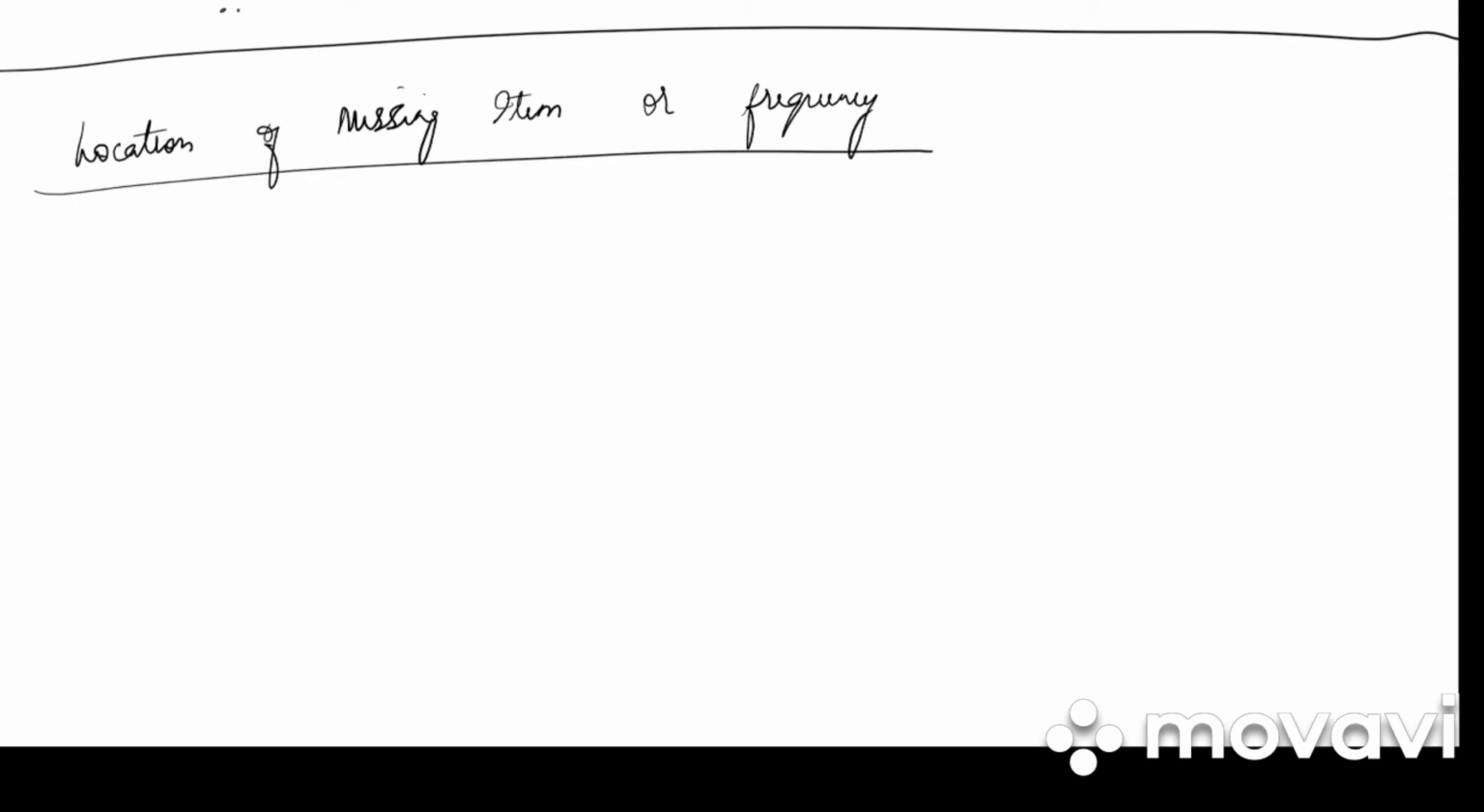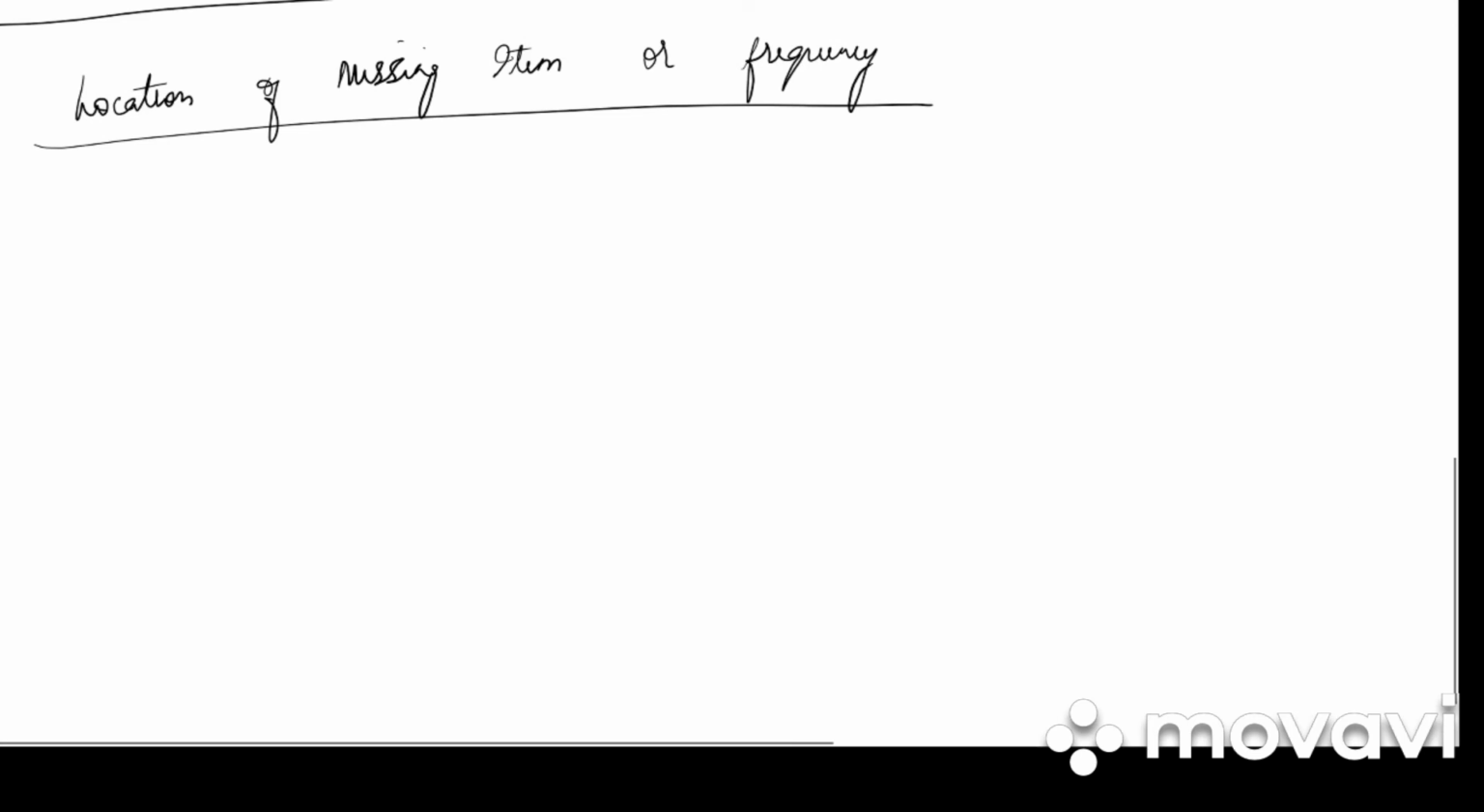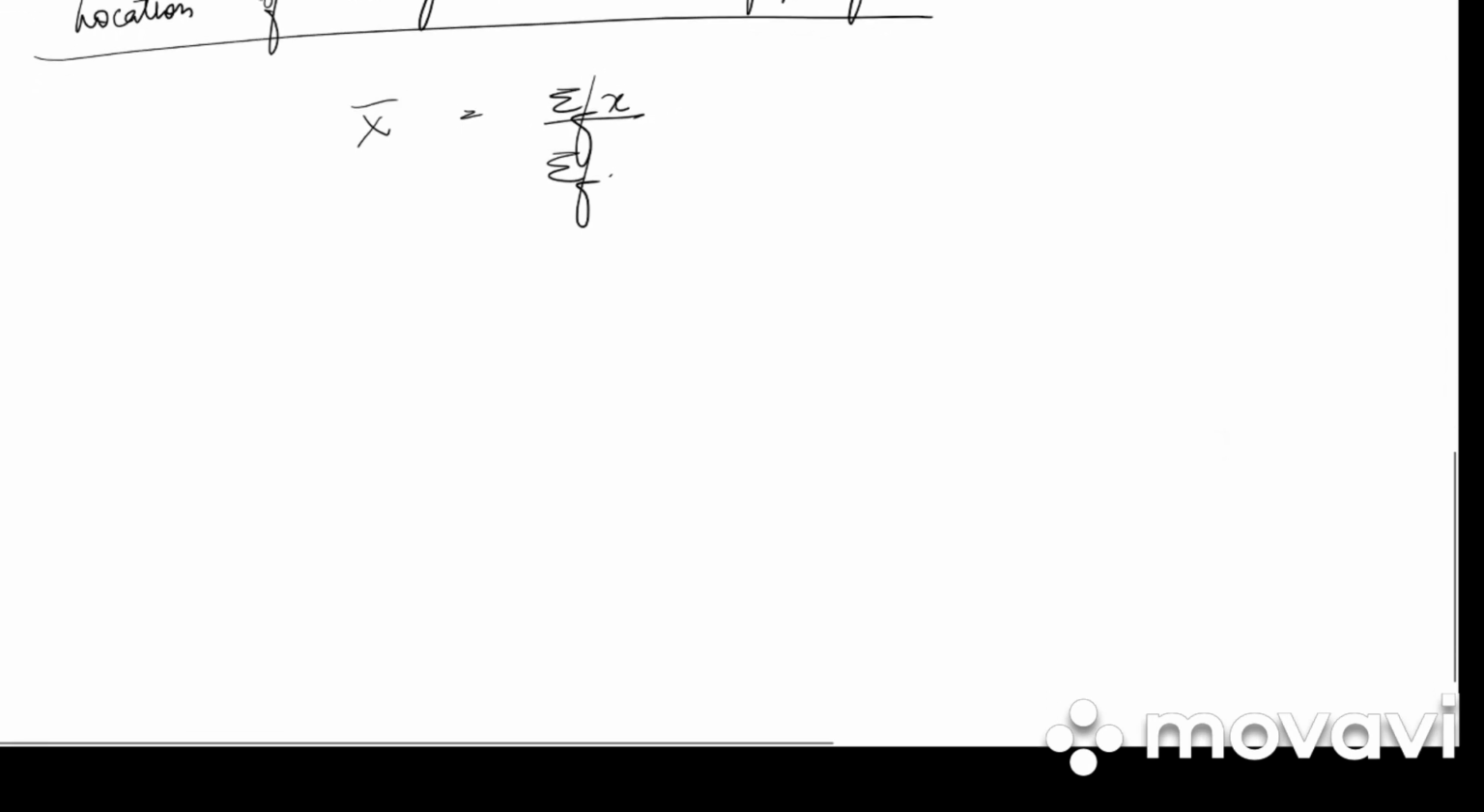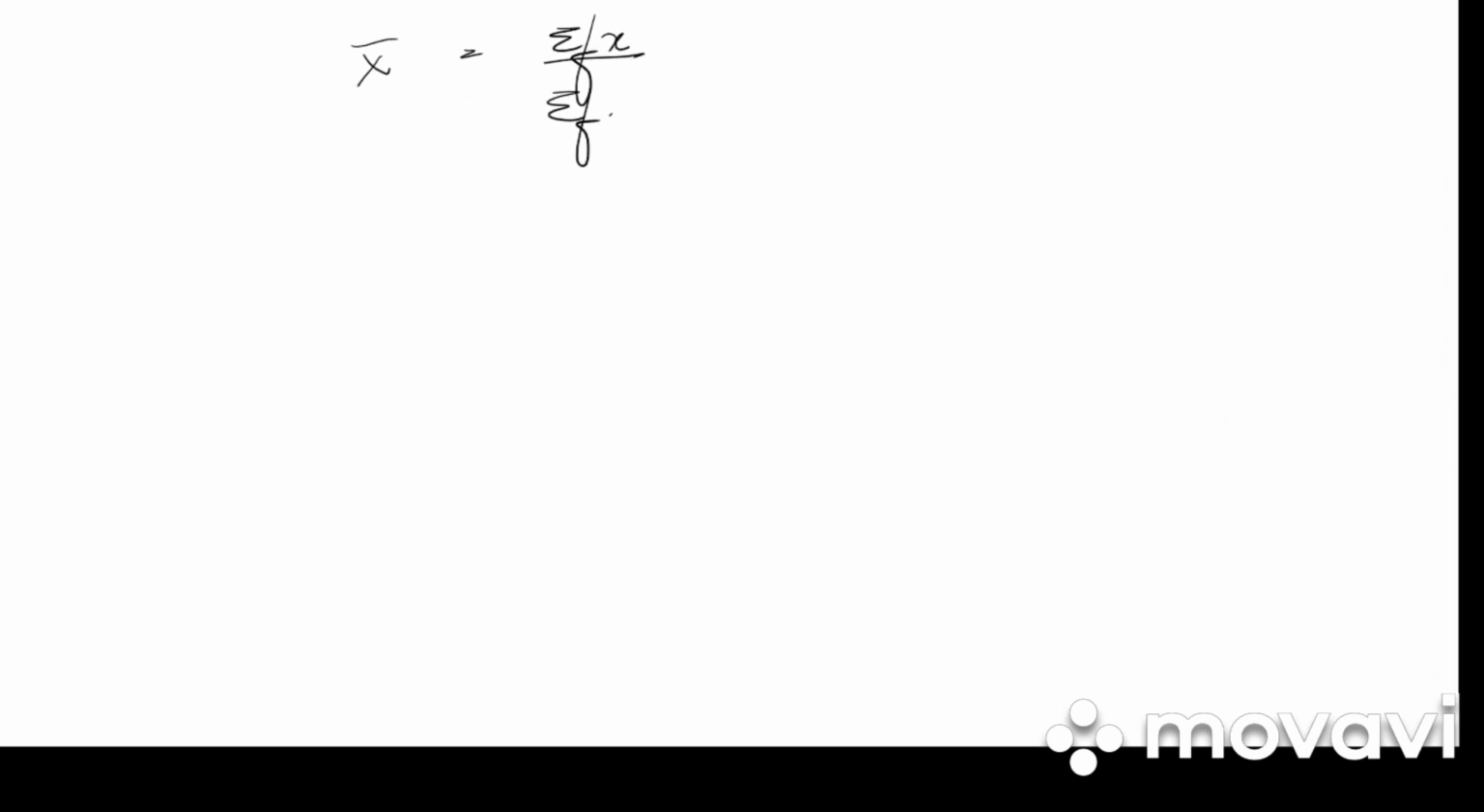Now a last topic is remaining in this chapter, that is, write down the heading, location of missing item or frequency. So sometimes whenever we have data where frequency is given, and any particular frequency is missing, how do we calculate it? So there is a formula for the same. It is the same formula, summation fx divided by summation f, which we have already studied under our direct method.